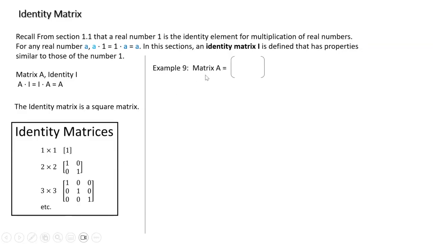Example 9, right? We have matrix A. Matrix A, here's the concept, is A, B, C, and D. The identity matrix, because this is a 2 by 2, is going to be 1, 0, 0, 1. So if I multiply matrix A times the identity, it's going to give us matrix A, right? According to the rules here, the identity matrix definition. Well, let's prove it to you. Let me prove it to you guys.